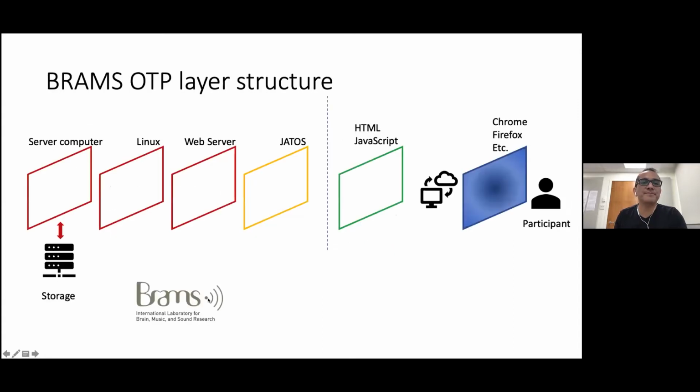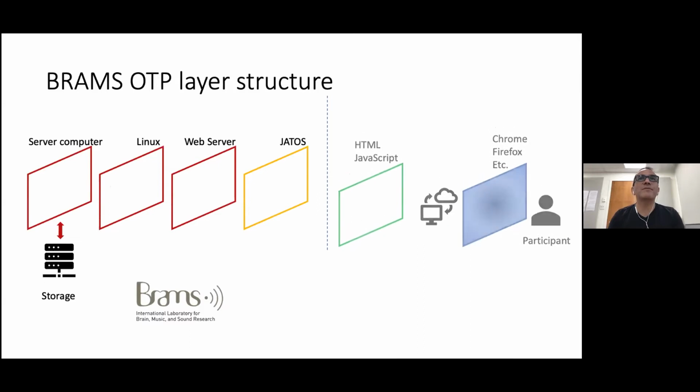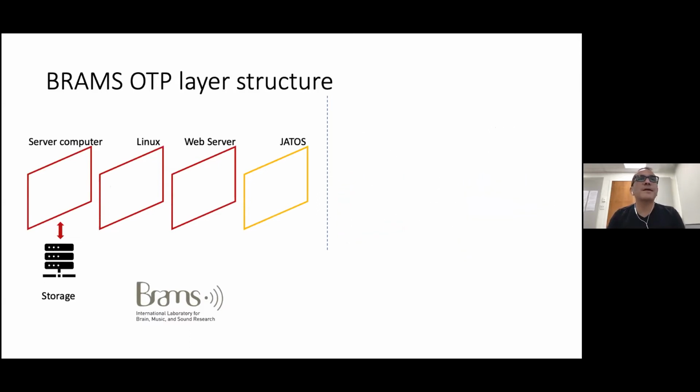So let's see. So here's the BRAMS-OTP structure. I have tried to use a set of layers to understand what is happening everywhere. And let's focus on the left side. So this is all the things that we have at BRAMS right now. We have a server computer. So if we focus on the far left, we have a server computer. It's a machine that we chose to use and that we connected to our storage devices here. And that machine is running Linux. And on top of Linux, we have a web server. And a few things are happening.